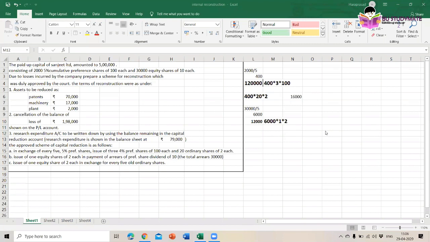Yes. Yesterday I was talking about this A, B, and C one. Here it is: in exchange of every 5% preference shares, issue of 4% preference share of 100 each and 20 ordinary shares of 2 each. Then issue 1 equity share of 2 each in payment of arrears. This one I have left, but C1 I have already explained you. Issue of 1 equity share of rupees 2 each in exchange for every 5 old ordinary shares.